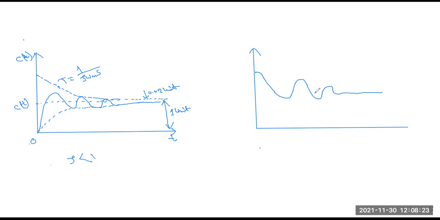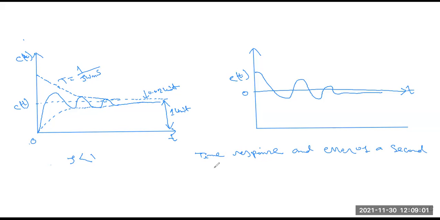This one purpose. That means these are basically one reference curve with respect to time. This is the starting point 0 and this is e(t), the error value we have to calculate from here. So these are the time response. These two curves are the time response and error of a second order function.